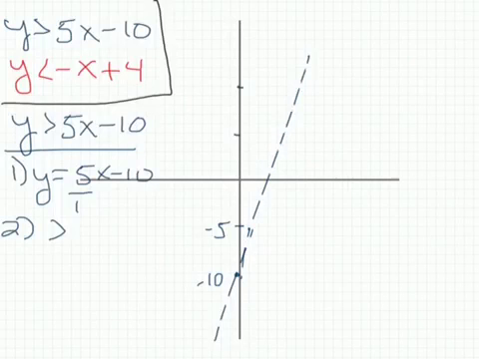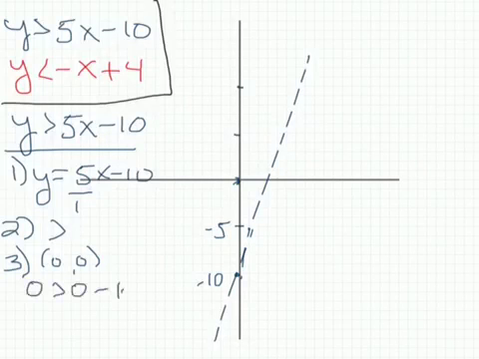Now the third thing to do is to do our shading. So for the third step, when we do our shading, I usually pick the point 0, 0 as long as the point 0, 0 is not on the line. And sure enough, here's 0, 0 here. It's not on our line, so it's perfectly okay for us to select that point. So when we plug in 0, 0, we're going to have 0 is bigger than 0 minus 10, or 0 is bigger than negative 10. And this statement is true.